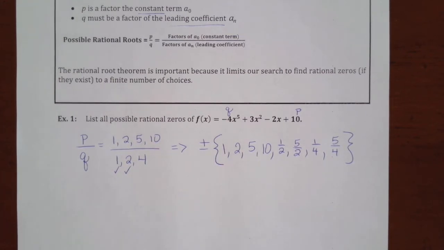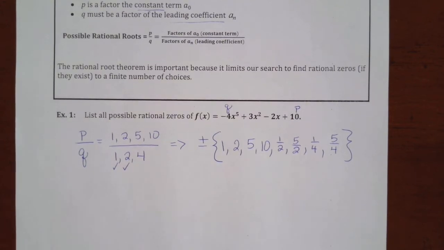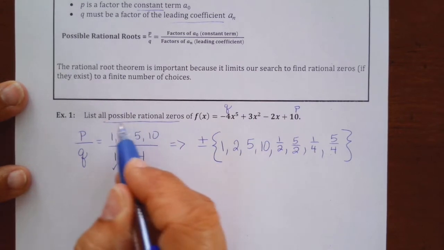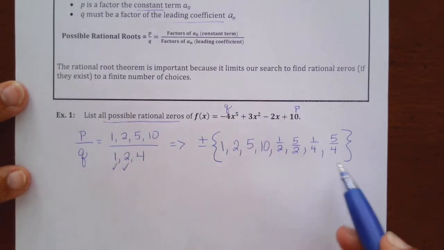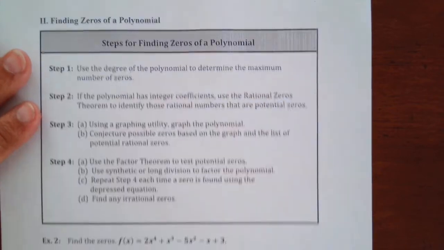Now, from here on, if you're asked to find the zeros, we're not going to really do that because we're going to use our calculators and we're going to find the zeros that way, okay? And that's what you're expected to do, but these are the steps on how you find them if you're asked. So you'll always see this list all the possible, you'll see that word. So that means they want the list of numbers, okay?